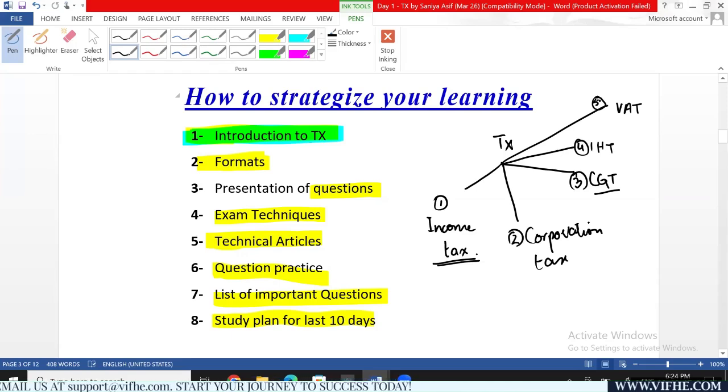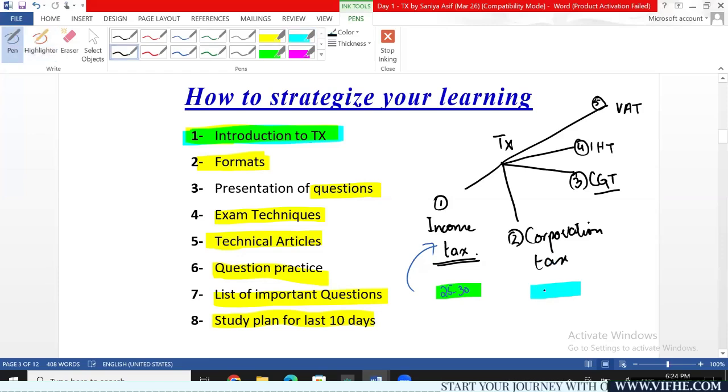Though it is not written anywhere, we expect that almost 25 to 30 marks will be projecting the rules related to income tax. Well, 20 to 25 marks will be tested with regards to corporation tax. Then 15 to 20 marks are expected to touch the concepts related to capital gains tax.